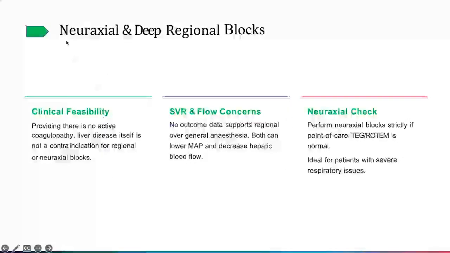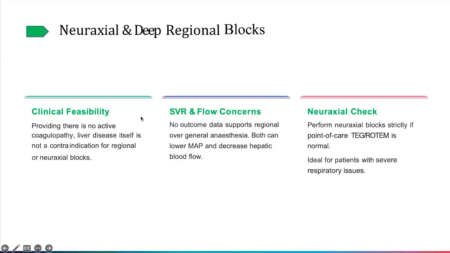The other problem is, what is the place for neuraxial blocks and deep regional blocks in patients with liver cell disease? Liver cell disease per se is not a contraindication for neuraxial blocks or deep regional blocks. But if the patient has a coagulopathy, then there's a risk of hematoma formation, either spinal hematoma, epidural hematoma, or deep hematomas with deep nerve blocks. So they should be avoided, right?